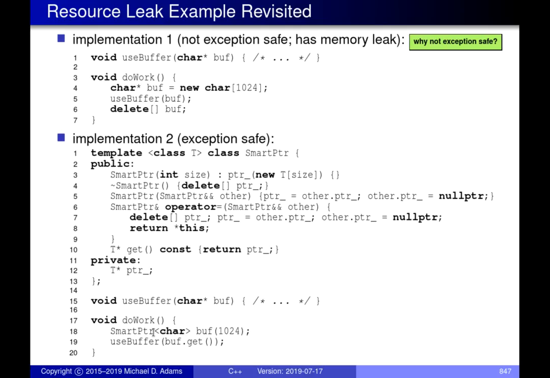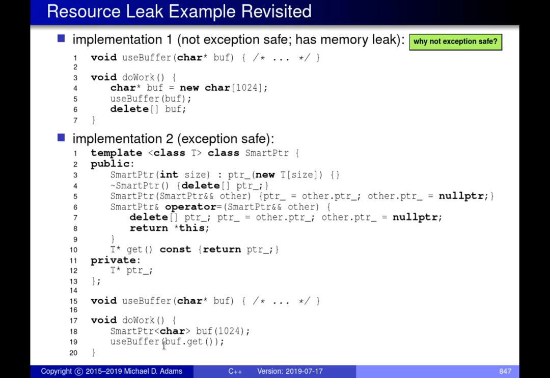So what we do down below is instead create our buffer by creating one of these smart pointer to array of char objects, and the size of the array is 1024 because that's the size that useBuffer wants. And then we call useBuffer, and the reason we have this getMember function is that we can't just pass in a smart pointer to char, because that's not the interface required by useBuffer. It wants just a raw pointer to char. So we provide this getMember function so that we can access the underlying pointer associated with our smart pointer and then pass that as a regular raw pointer into useBuffer.